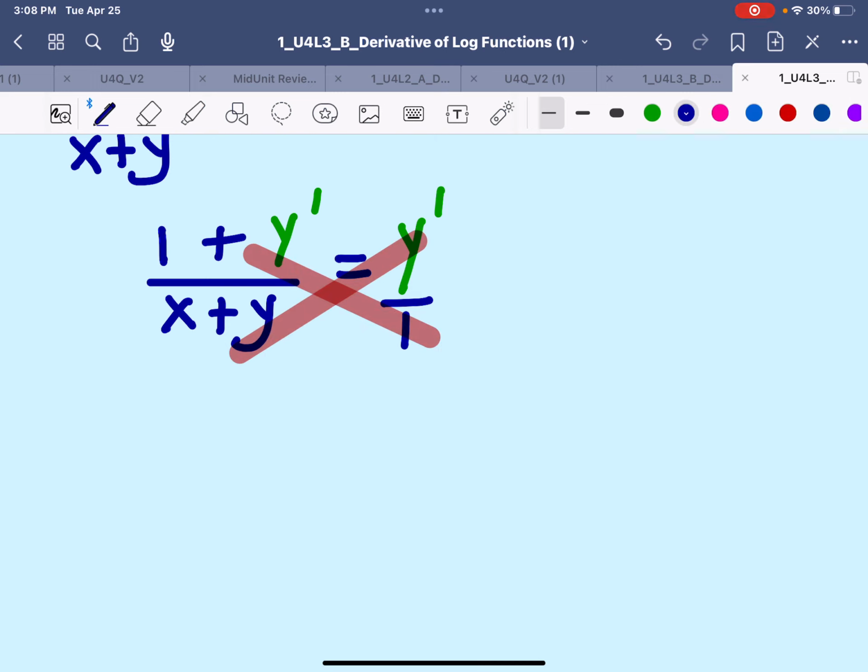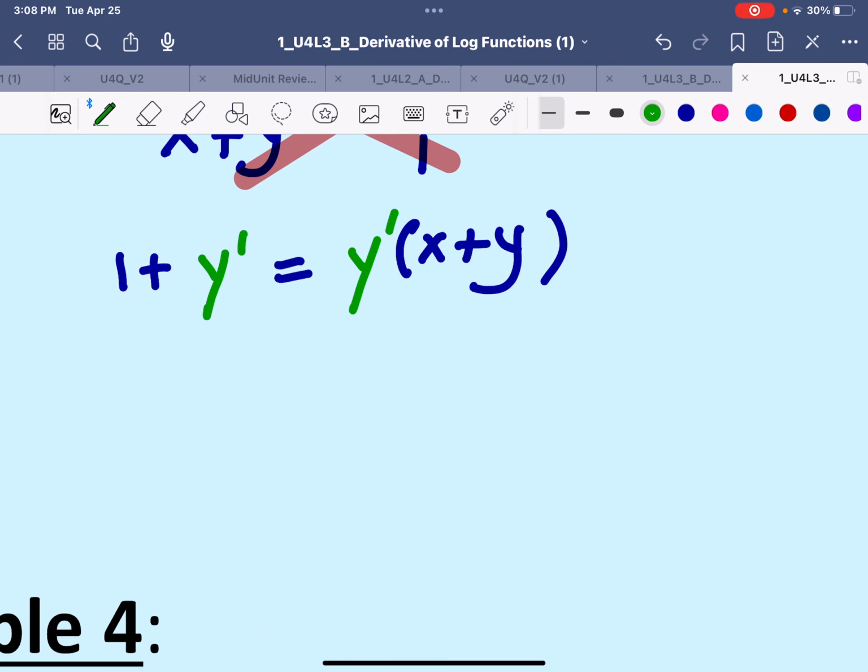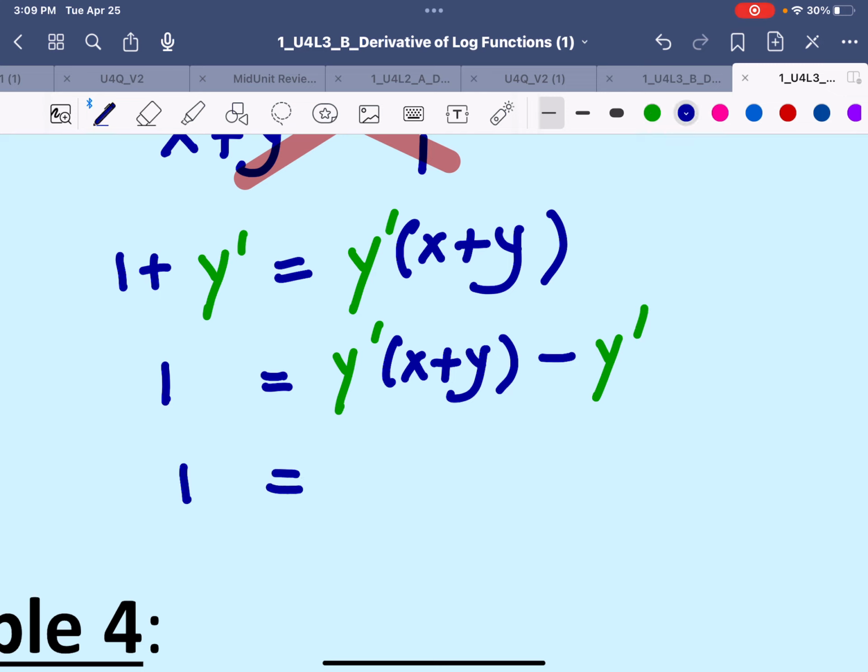So we have 1 plus y prime equals y prime multiplied by x plus y. The goal is to isolate y prime. So we'll take y prime terms to one side. So 1 equals, we have y prime, x plus y, and then minus y prime here. Factor out y prime. It deserves it. Here we go. And we have x plus y minus 1 here.